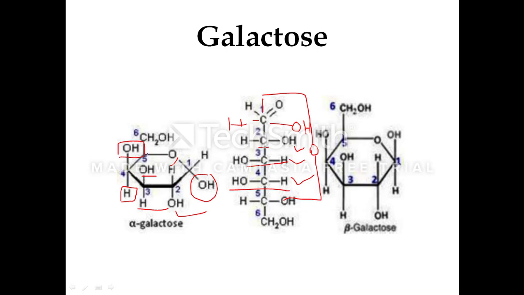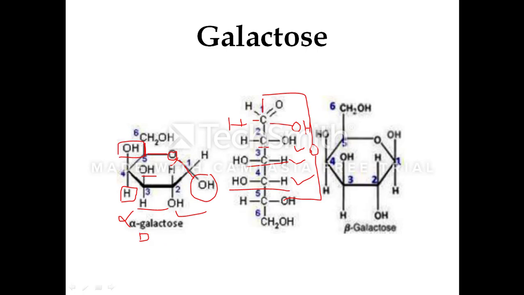Then at the C5 carbon atom, there is hemiacetal ring formation. This results in the cyclization of the ring, and to the fifth carbon atom the CH2OH, the sixth carbon atom, is attached. And here it is D-galactose, and it has the OH at the C1 carbon atom towards the right side, so it is called alpha galactose.